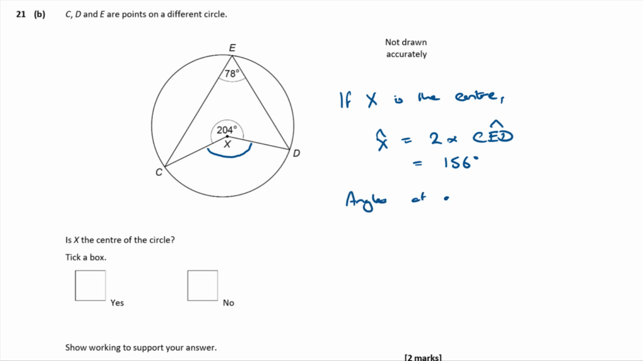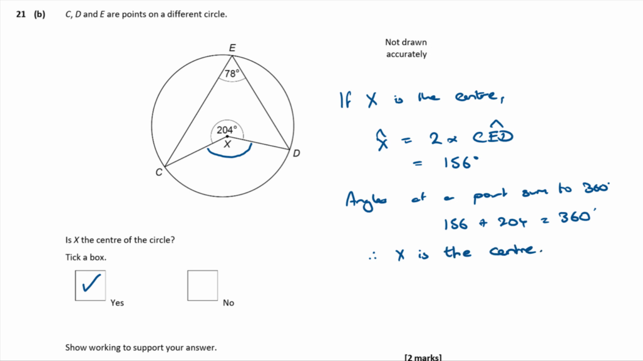Is that consistent with the other angle? Angles at a point sum to 360 degrees. So if those two angles added together give us 360, then it all kind of works out, doesn't it? So 156 plus 204, what does that equal to? That equals 360. So it does work. So I'm going to say yes, because X is the center because of what we just argued a second ago.